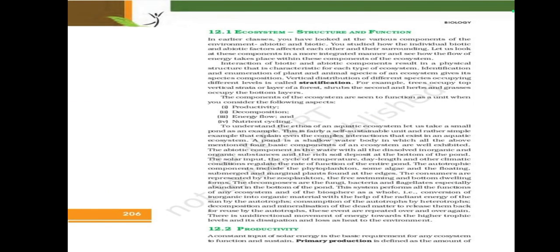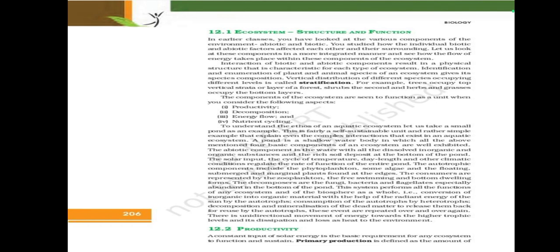12.1 ecosystem structure and function. In earlier classes, you have looked at the various components of the environment, abiotic and biotic. You studied how the individual biotic and abiotic factors affected each other and their surroundings. Let us look at these components in a more integrated manner and see how the flow of energy takes place within these components of the ecosystem.